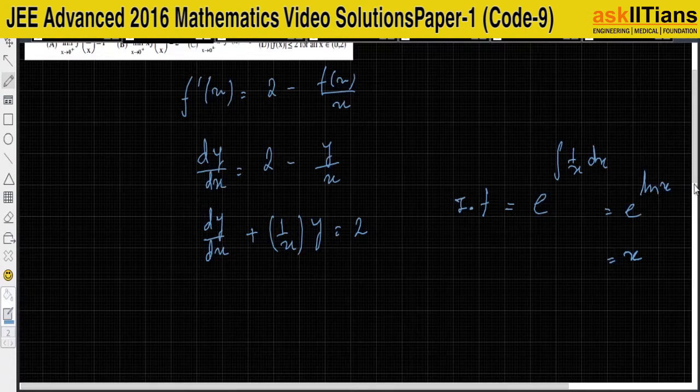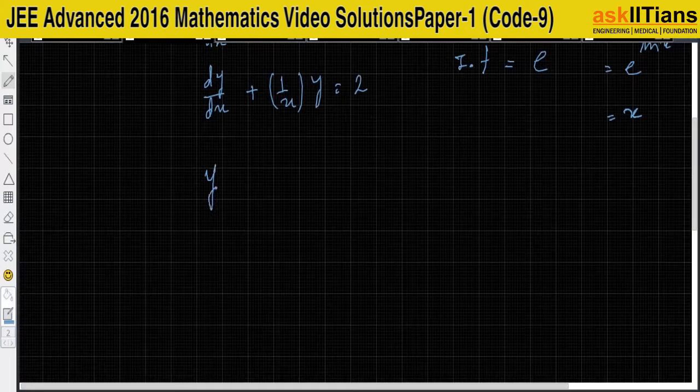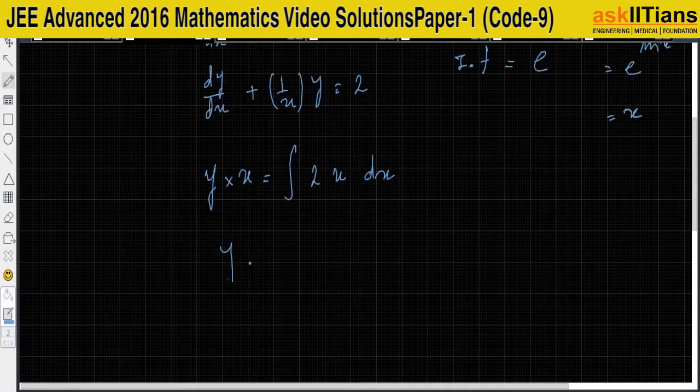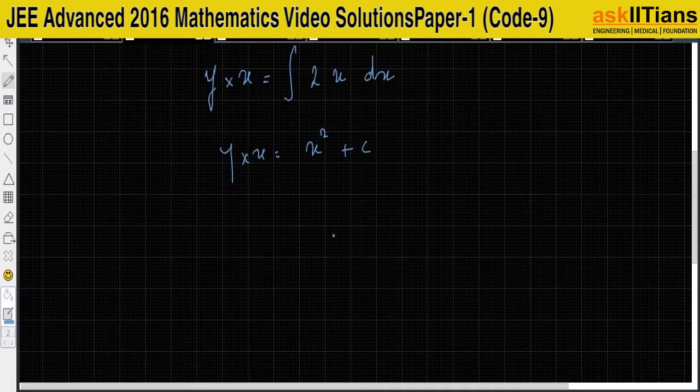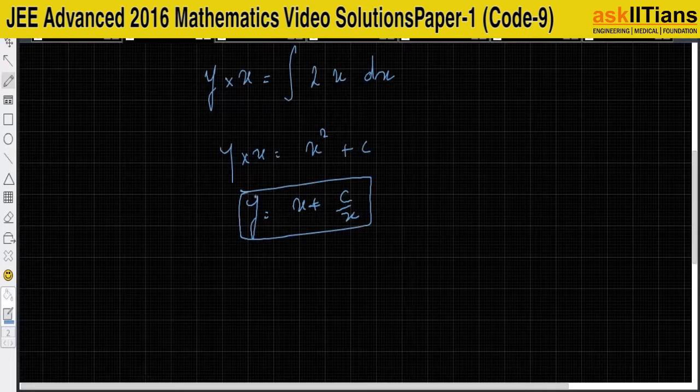So what will be the solution of this differential equation? y multiplied by x is equal to integration of 2x dx. So y multiplied by x is equal to x square plus c. So from here, what is the function? y will come out to be x plus c by x. This will be the function. This is fx actually.